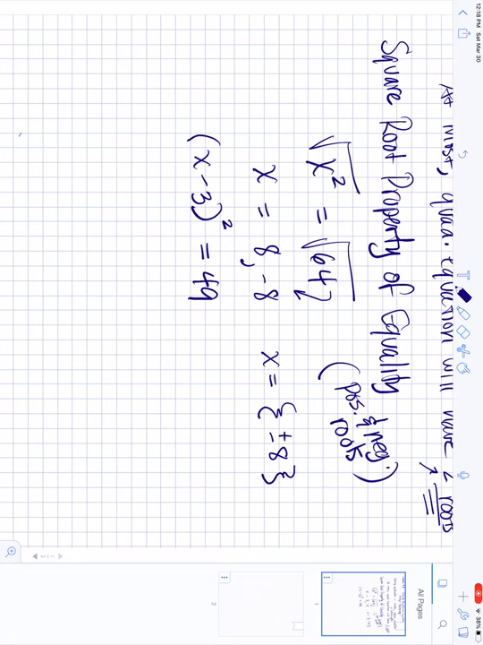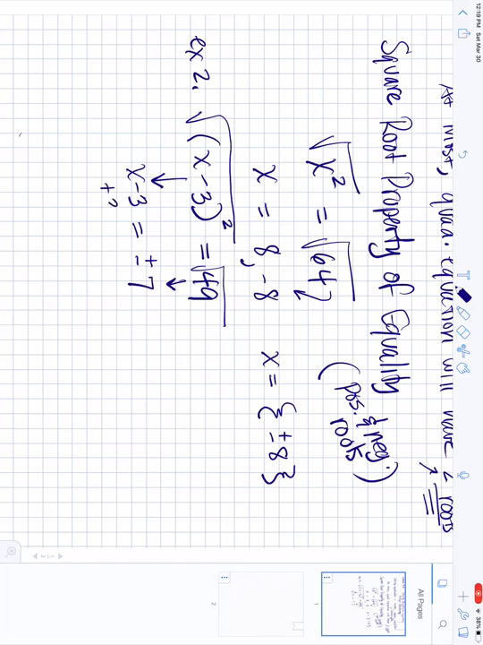So the square root property of equality in this example, example number 2, says we can take the square root of both sides. So I'll take the square root of this side, and I'll take the square root of this side. Taking the square root of something that's squared simply releases the radicand. The radicand is this binomial x minus 3. And we have to remember that we have both the positive and the negative square root of 49.